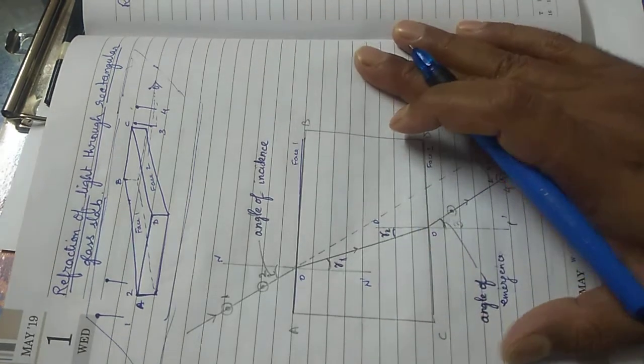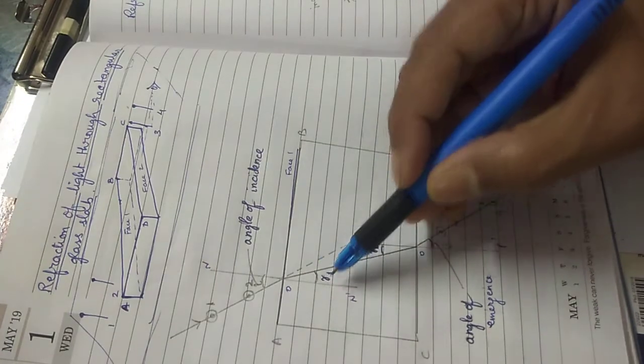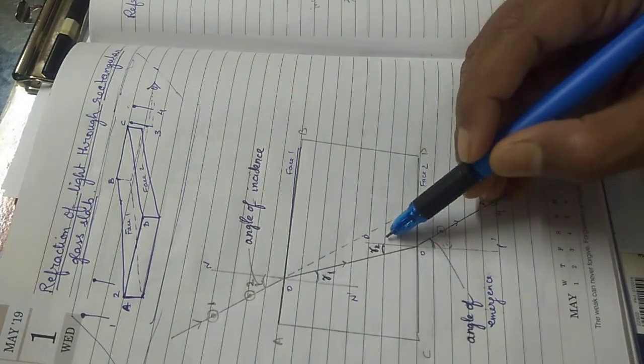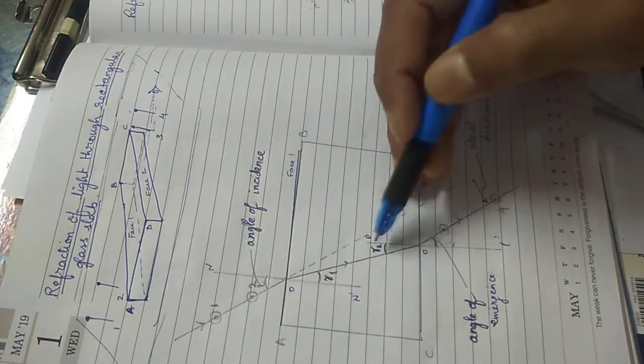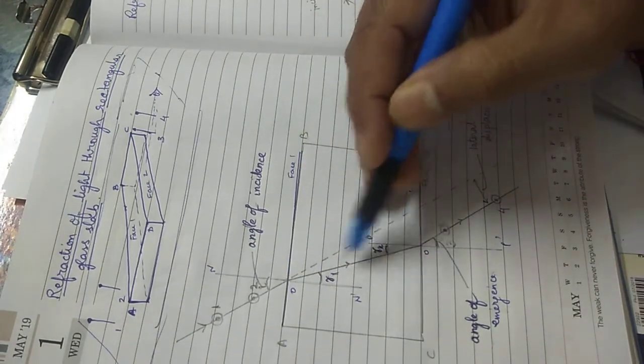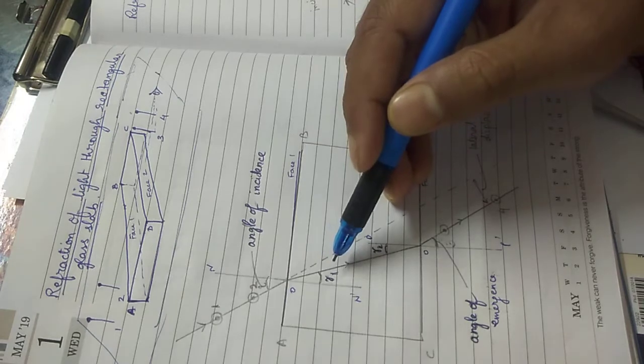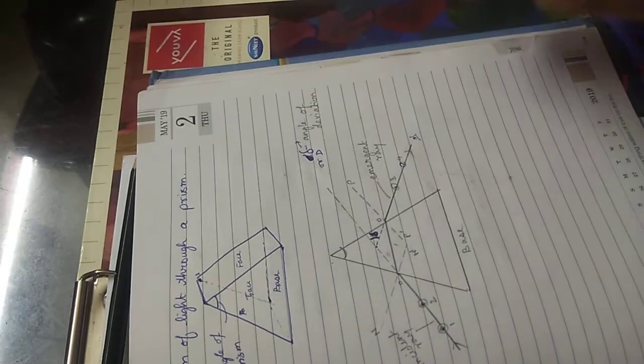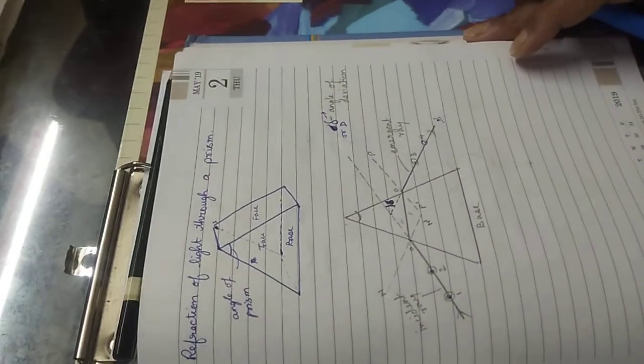So this is the experiment. One more thing: this is one angle of refraction, there is another angle of refraction. Since these two normals are parallel to each other and this is the line joining them, R1 and R2 are equal to each other, going by the alternate angles of parallel lines.